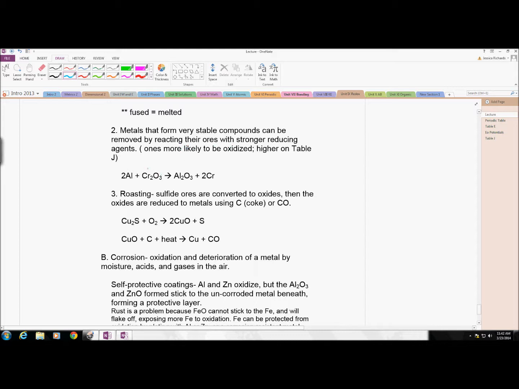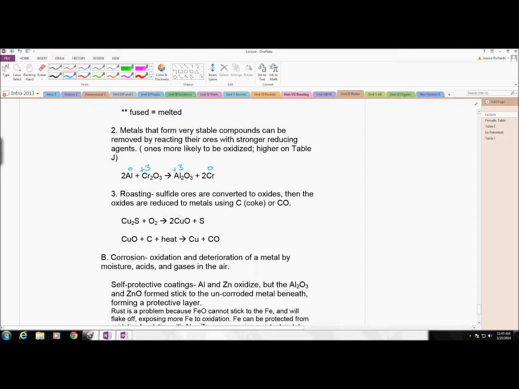So if we want the chromium out of this chromium oxide, we can put it together with aluminum. The aluminum 0 here, this chromium is plus 3. Over here, the aluminum is plus 3 and the chromium 0. Because aluminum is higher on table J than chromium, it's more likely to be oxidized, so we put these together with heat. The aluminum gets oxidized, the chromium is reduced, single replacement reaction, and it's redox.